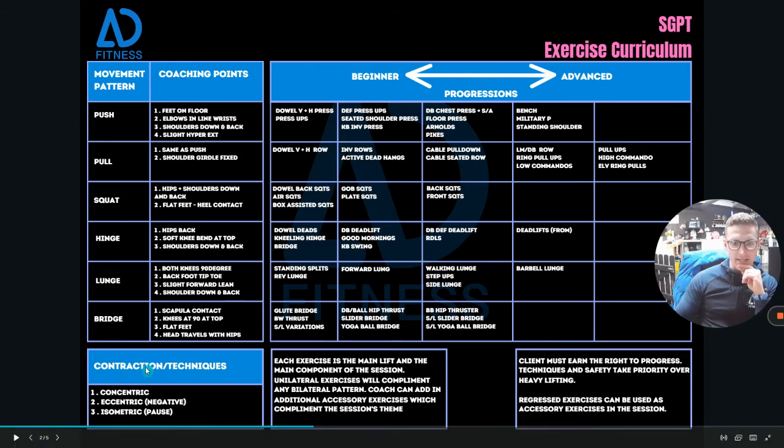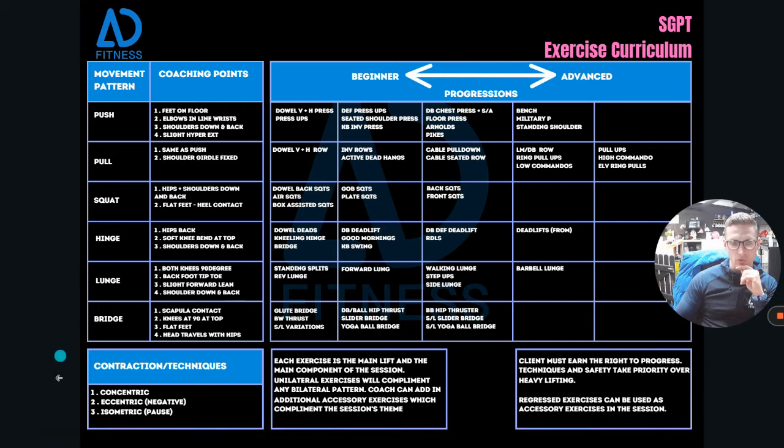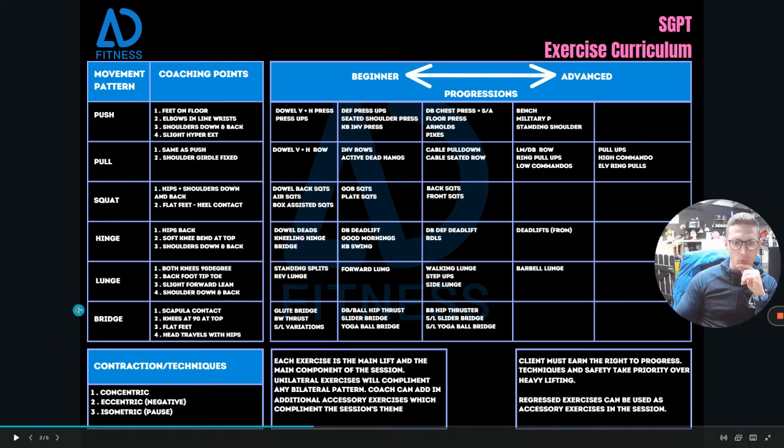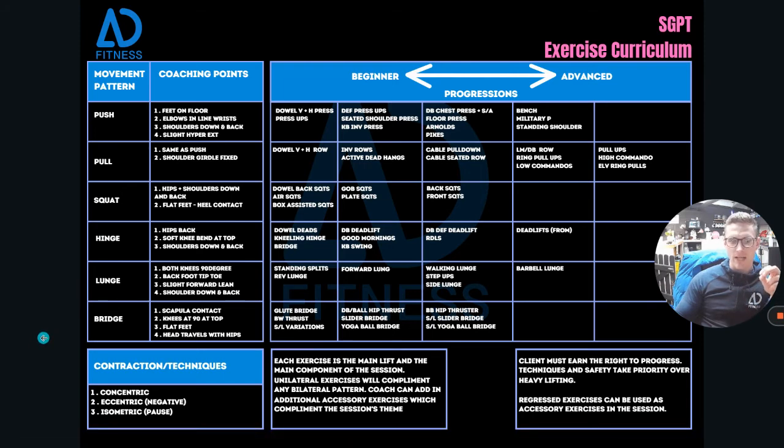These are the kind of techniques that we're using within our curriculum. So you'll see sometimes on the board or on the screen negative exercises. You'll see isometric exercises. Eccentric and negative means we're working the way back down from an exercise. Isometric is a pause.